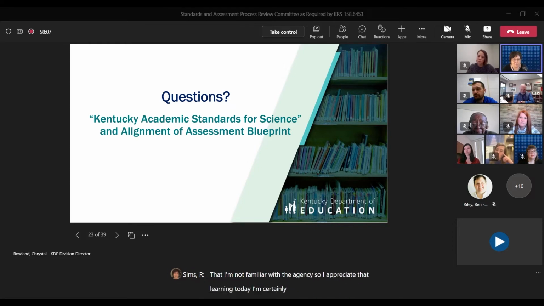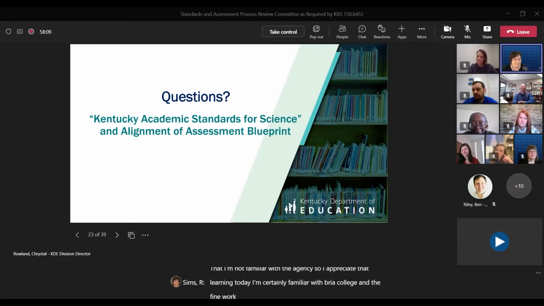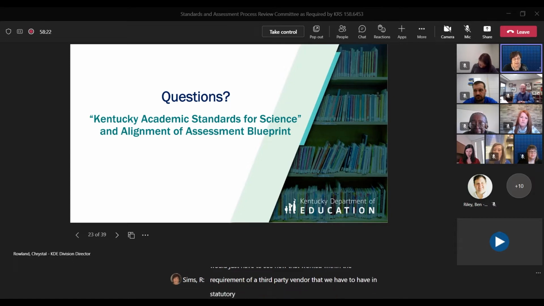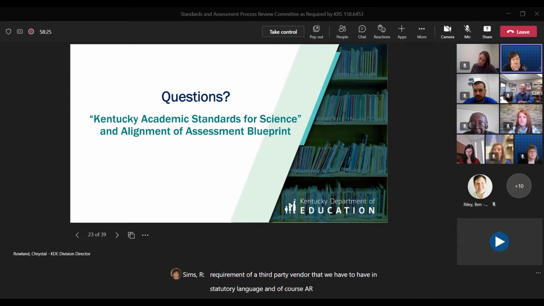I'm certainly familiar with Berea College and the fine work that people do there. My initial thought is we would just have to see how that worked within the requirement of a third-party vendor that we have in statutory language. And of course, AIR was the contract that did that third party. Whether or not a group that you mentioned could be subcontracted with that third-party vendor to help get the word out, or maybe we would go through certain agencies to say, can you help us get the word out?